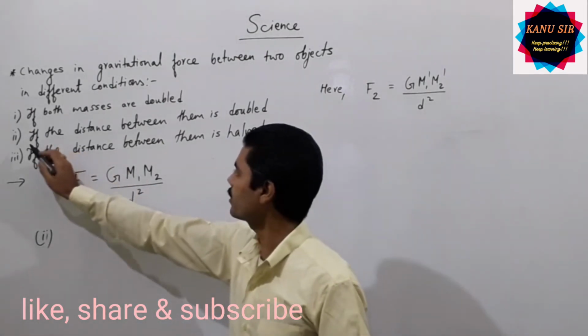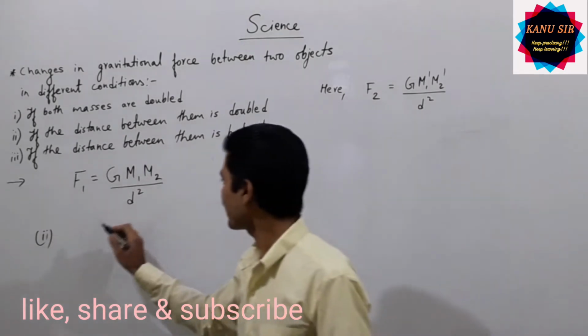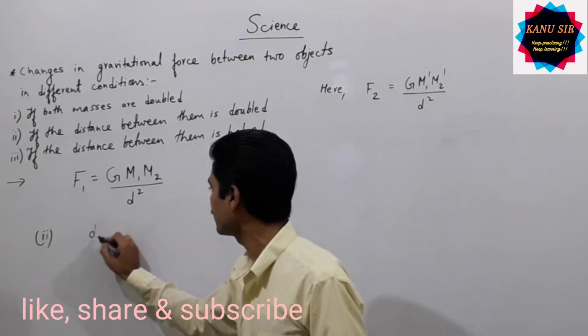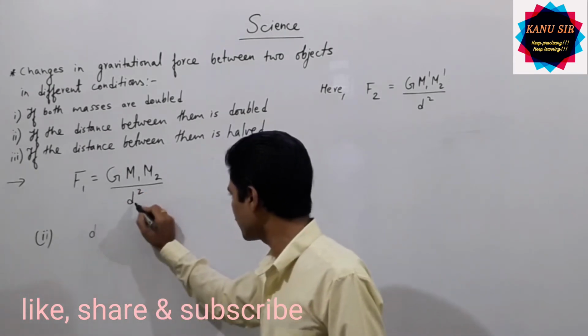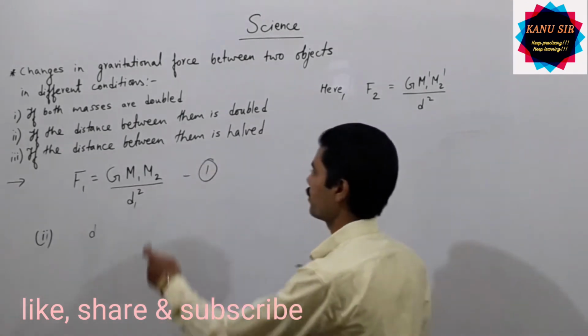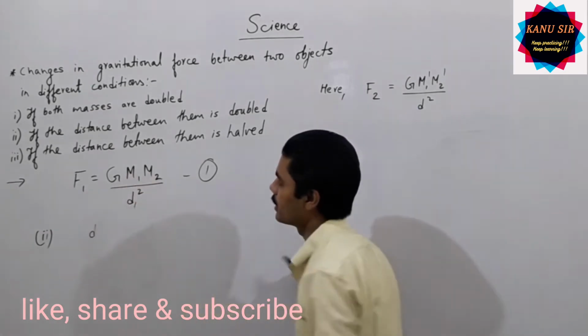Now let us take the second condition. If the distance between them is doubled, this time there is no change in the masses, only in the distance. Let us consider this distance is d1 in the first case, for which the gravitational force between two masses is G m1 m2 upon d1 square.